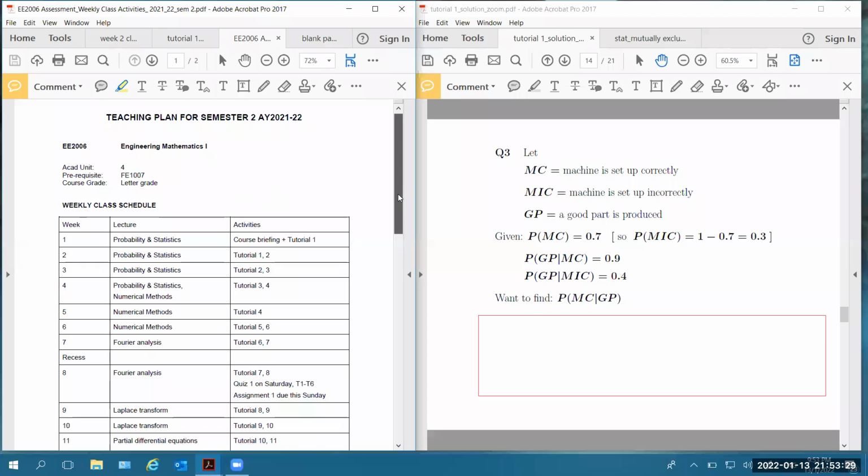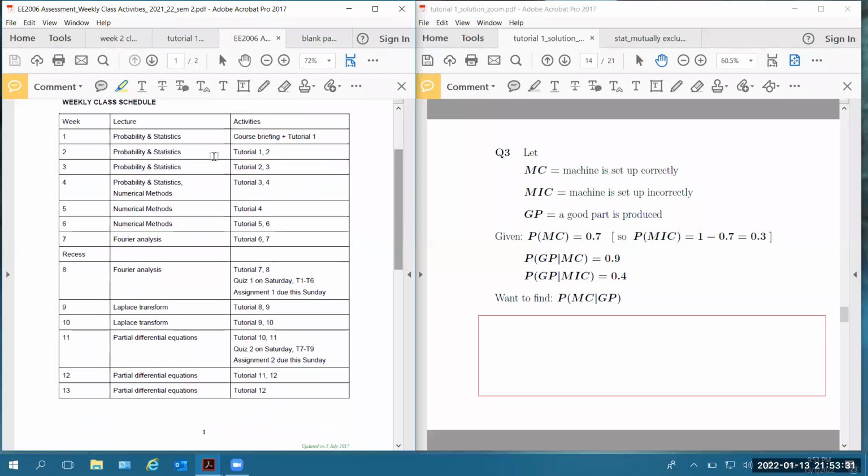So these are our weekly activities. Tonight we are doing tutorial 1 and course briefing. Well, actually this thing is called course briefing. And then next week we will finish tutorial 1 and some part of tutorial 2, all like that. So over here, these are our lectures.